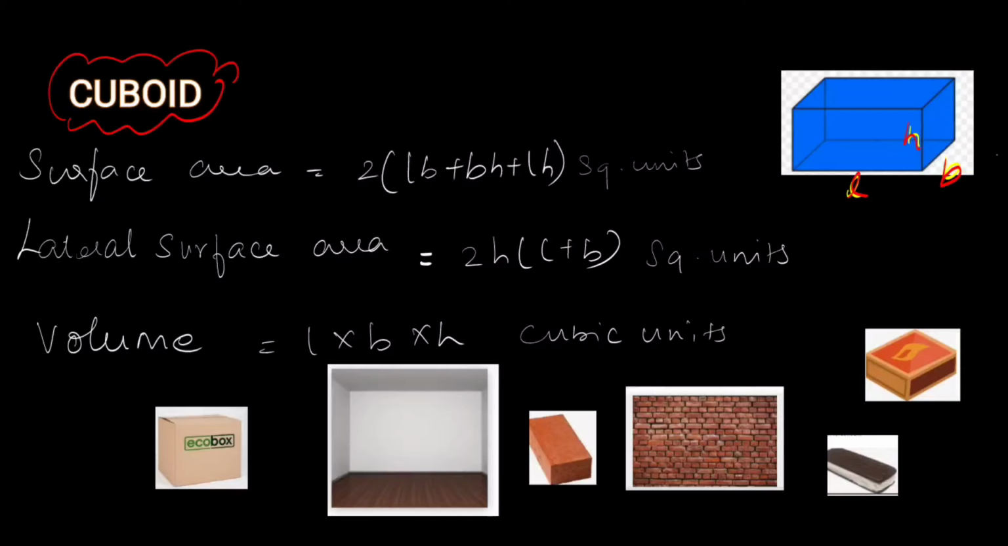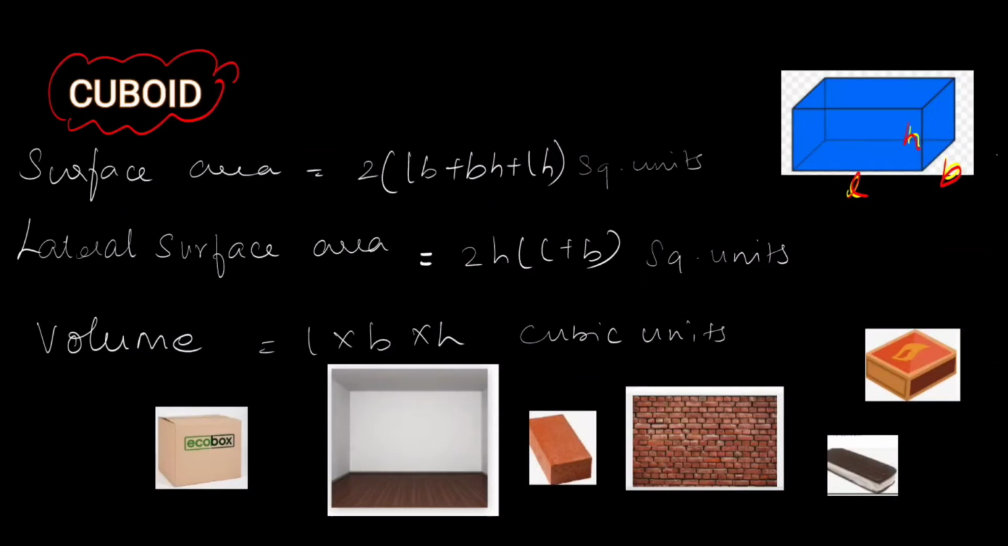Obviously, surface area is measured in square units. Area is always measured in square units. Moving on to total surface area, we consider the roof and the floor of the room along with the four walls. So, 2(LB + BH + LH) square units. Moving on to the volume. Volume is the product of all three dimensions of the cuboid: length times breadth times height, and the units are cubic units because there are three dimensions.